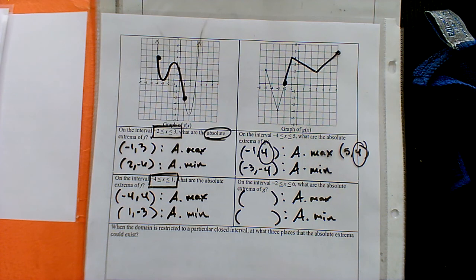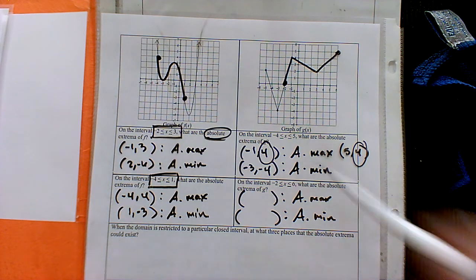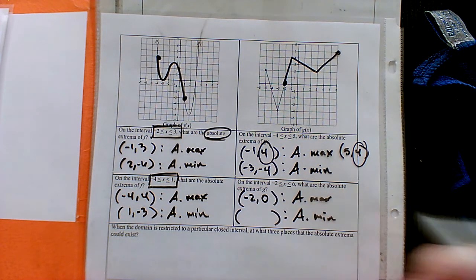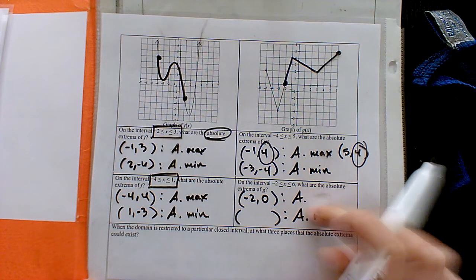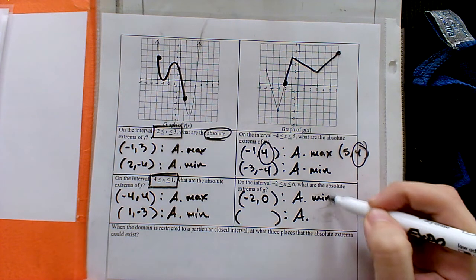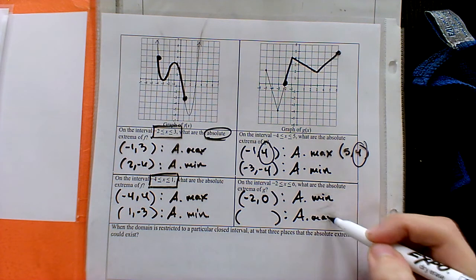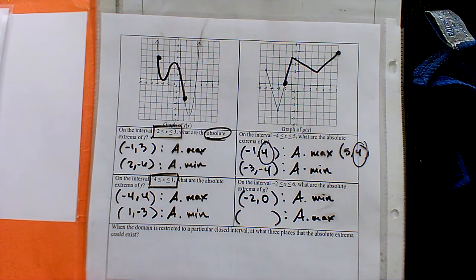He's getting old. (-2, 0). (-2, 0). I put that in the wrong spot. That's our absolute min. And then our absolute max. I don't know. Maybe finish your question and find the answer.